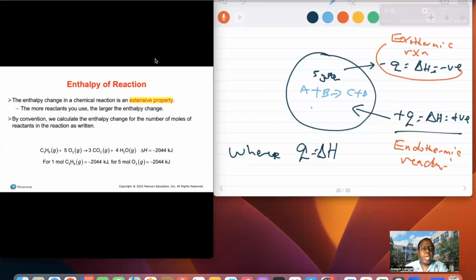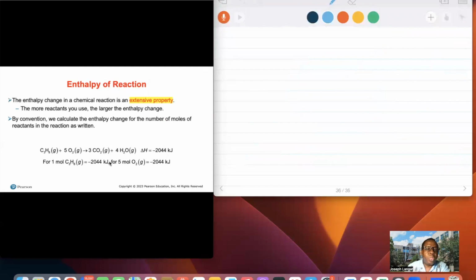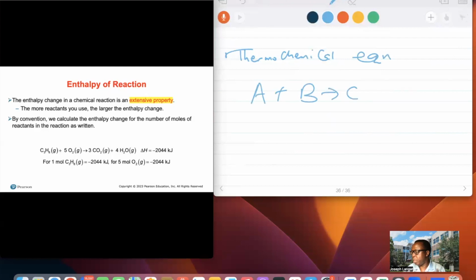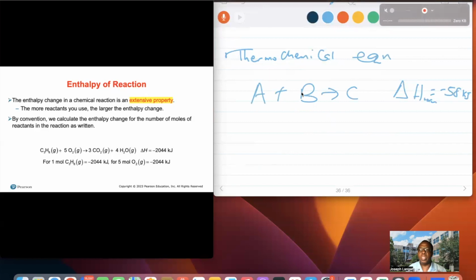For example, here is a thermochemical equation, right? We call this a thermochemical equation. A thermochemical equation is of this type: A plus B going to C, but you see there's a delta H for the reaction, or just delta H of negative 58 kilojoules, like that. This is a thermochemical equation.